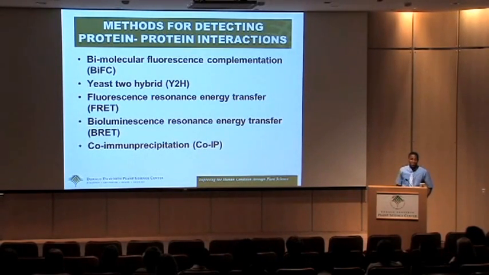So a few methods for detecting protein-protein interactions are bimolecular fluorescence complementation, the yeast-2 hybrid method, also fluorescence resonance energy transfer, bioluminescence resonance energy transfer, and also co-immunoprecipitation.